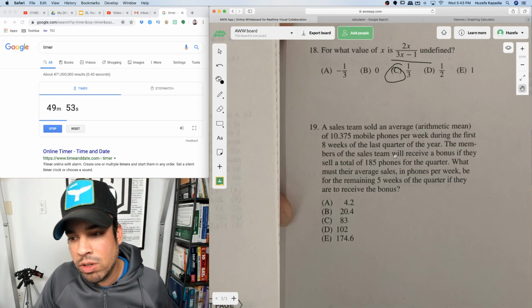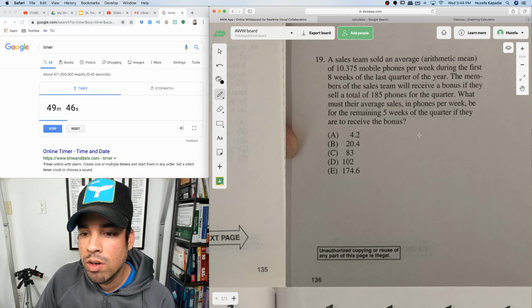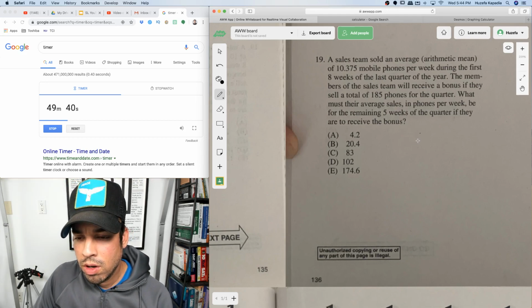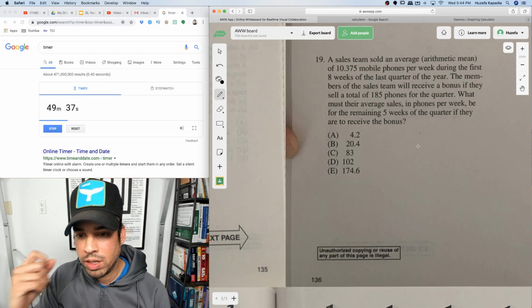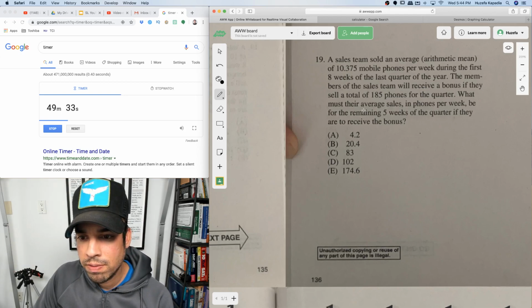A sales team sold an average (mean) of some number of mobile phones per week during the first 8 weeks of the last quarter of the year. The members of the sales team receive a bonus if they sell a total of 185 phones for the quarter. What must their average sales in phones per week be for the remaining 5 weeks?